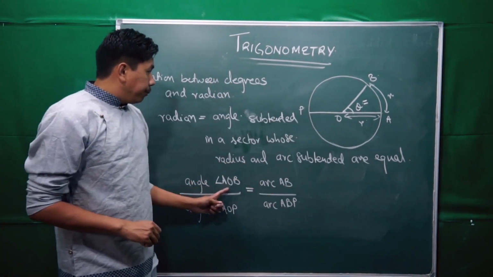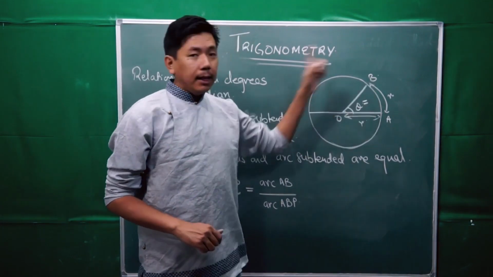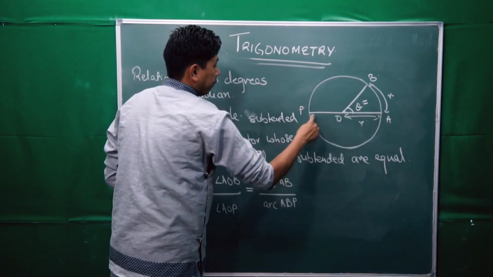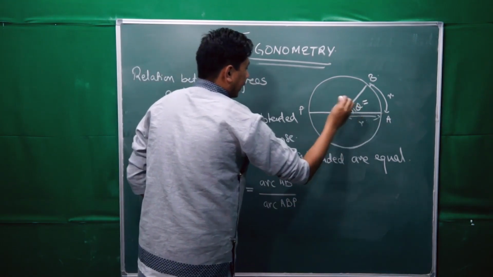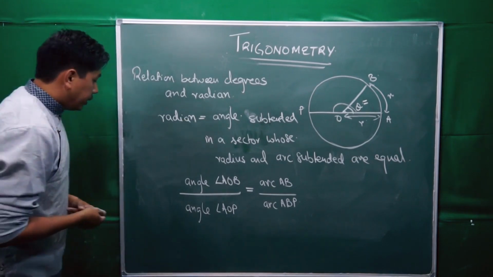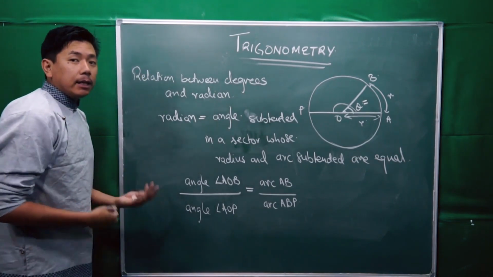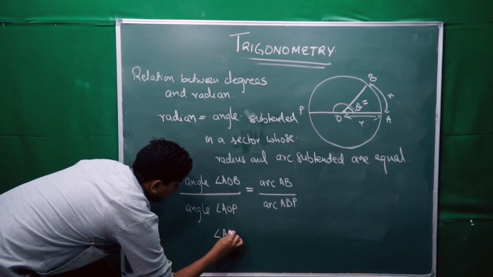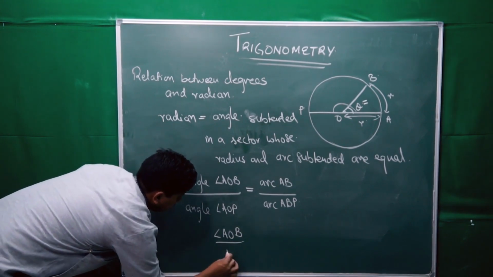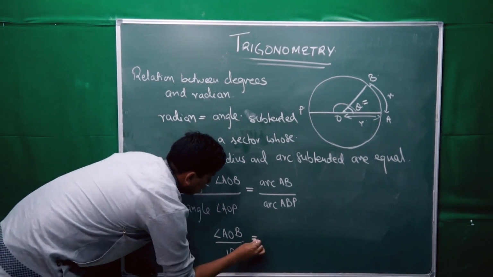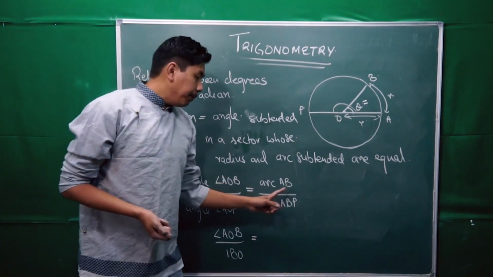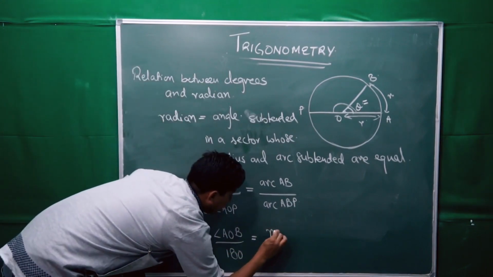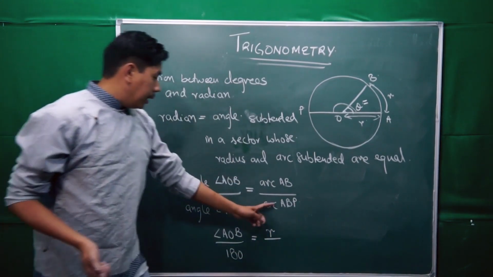Now this is the angle AOB. Similarly, angle AOP is on a straight line. So what is the angle on a straight line? It is equal to 180 degrees. So angle AOB divided by 180 degrees is equal to arc AB, which is equal to radius r, divided by arc ABP.